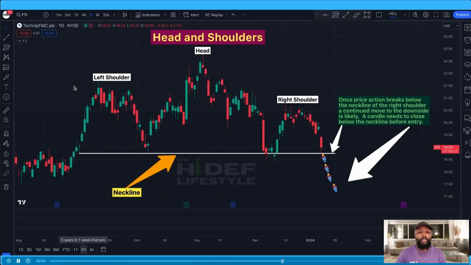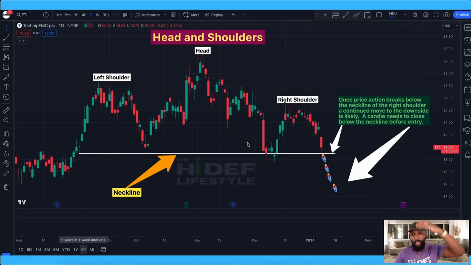All right, let's take a look at this pattern right here. Head and shoulders. So we have the left shoulder forming right here. This would be the head, and this would be the right shoulder. Now you can see we have a touch here and multiple touches here, which forms the neckline. So it's very similar to the double top, except here you have three peaks: a left shoulder, a right shoulder, and a head.